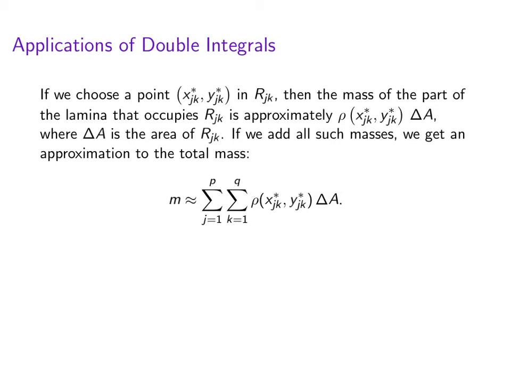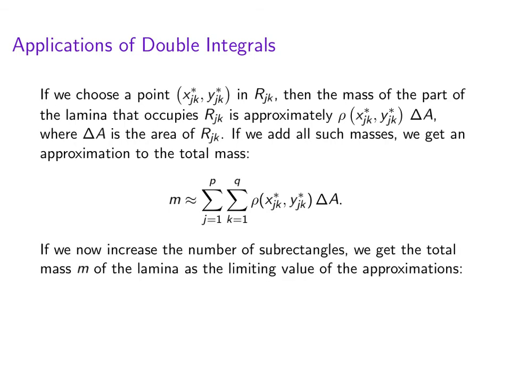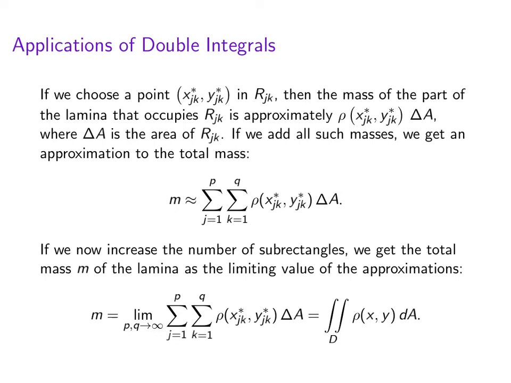And so we follow the usual game now. If we increase the number of subrectangles, we're going to get the total mass of the lamina as the limit of these approximations. And this is no longer an approximation. We define the mass to be the limit as the number of subrectangles goes to infinity. And this is simply the definition of the double integral of the density function over D.